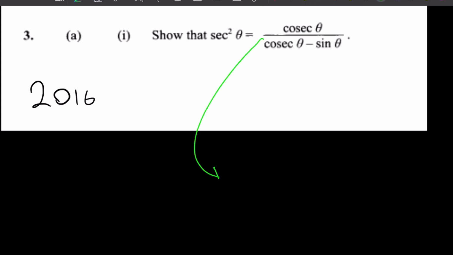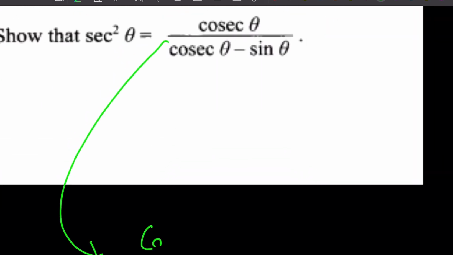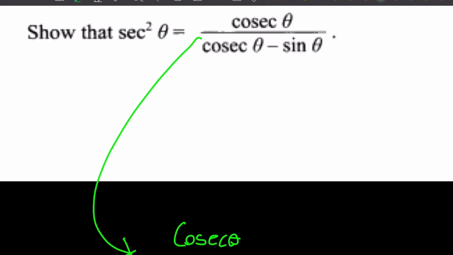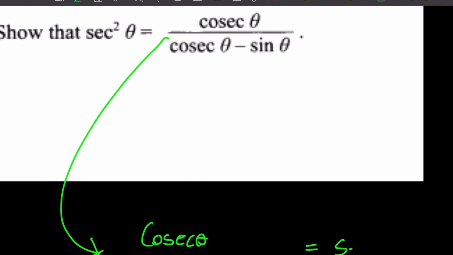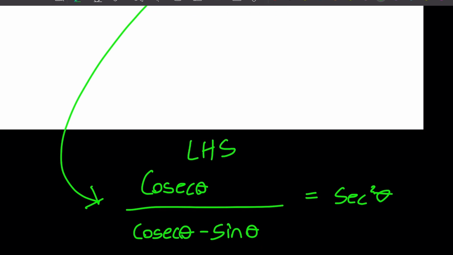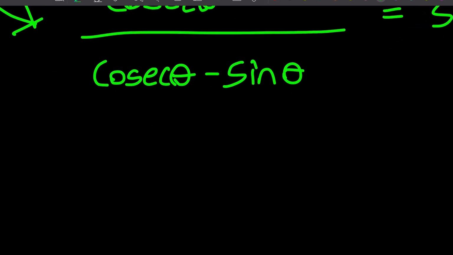How about green? I'm just going to rewrite the question. It's always good to rewrite a question sometimes if you want some more space. Cosec theta over cosec theta minus sine theta. We're trying to prove that's equal to sec squared theta. Now, which side, the left-hand side or the right-hand side, has more information? Obviously the left-hand side, because it's filled with a bunch of stuff. So we're going to work through the left-hand side.